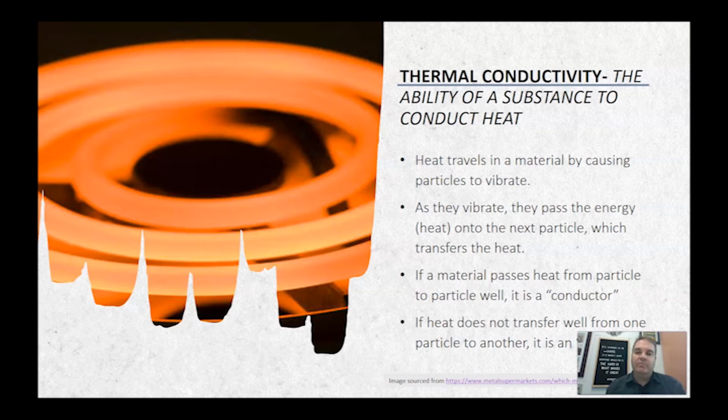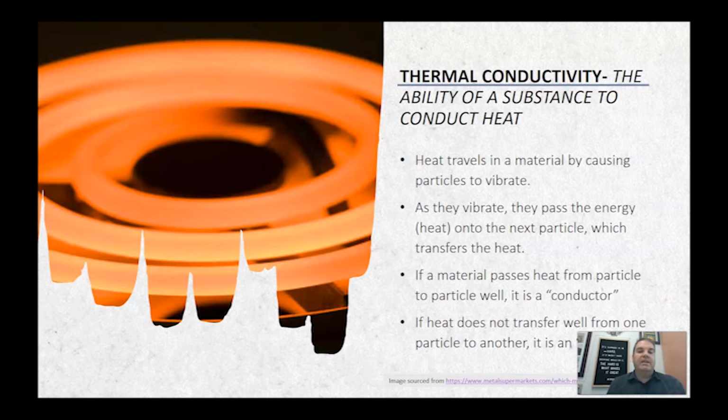Now, heat travels through materials by causing particles to vibrate. So basically, the denser the substance is, the closer the particles are together, the easier it is to pass that vibration energy along to the next particle. So as you heat a part of a substance, those molecules, those atoms in there start to vibrate. Those vibrations get passed on to the next atoms, and that then transfers throughout the course of the substance.